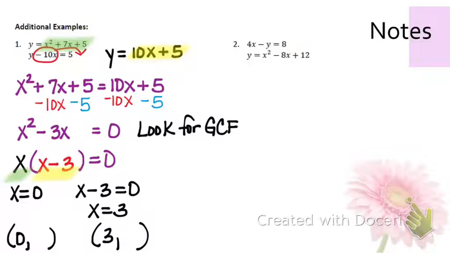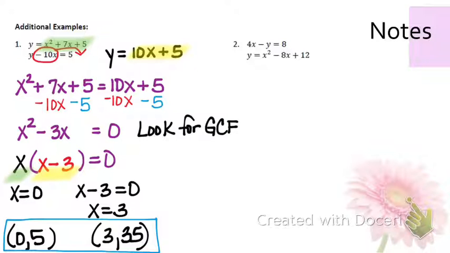So for your first solution, if I take the 0, 10 times 0 is 0, and 0 plus 5 is 5. So who got (0, 5) for their first solution? Okay, good. And your second one is 10 times 3 plus 5. What's 10 times 3 plus 5? 35. And that would be your two solutions. Those are your two solutions.